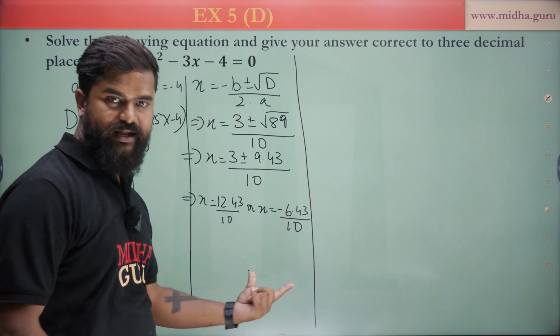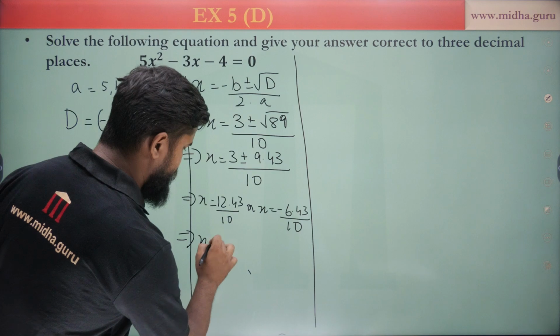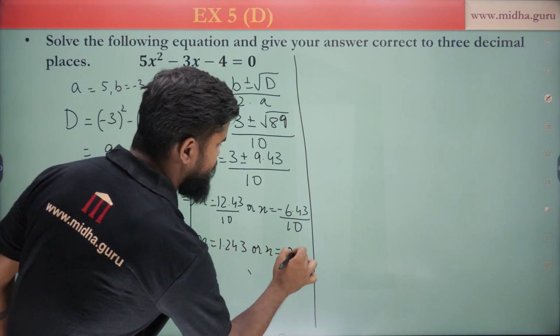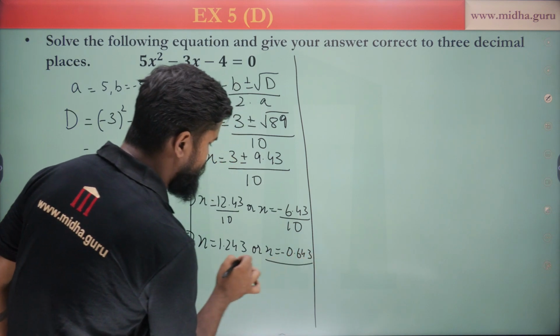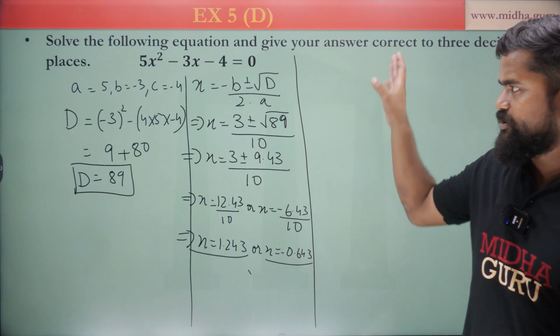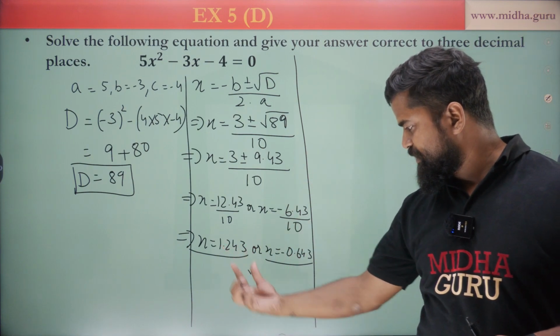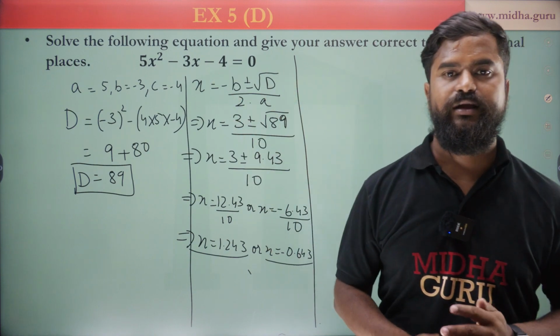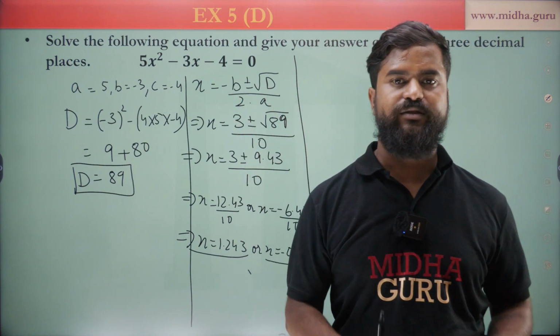Since it is divided by 10, I just need to move the decimal places. So x will be equal to either 1.243 or x will be equal to minus 0.643. And since both are already in 3 decimal places, our answer is rounded off to what we needed it to be. And the values 1.243 and minus 0.643 are the values for the given quadratic equation. Let's move on to the next question.